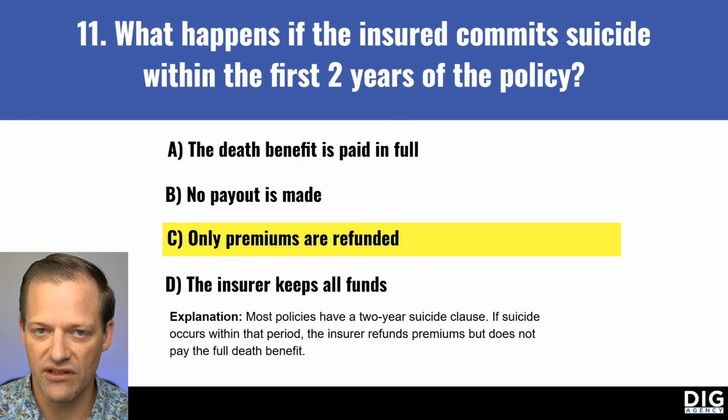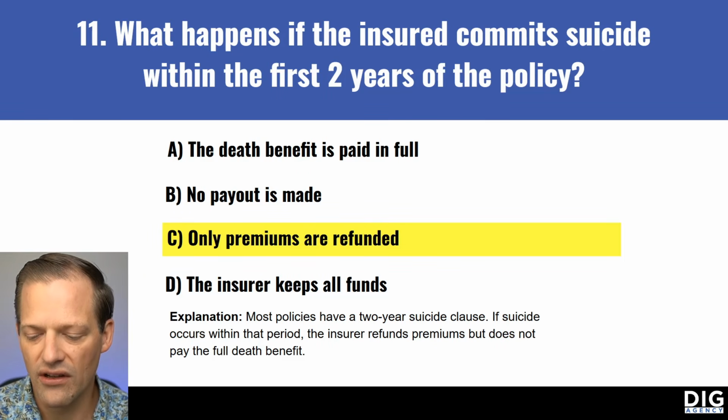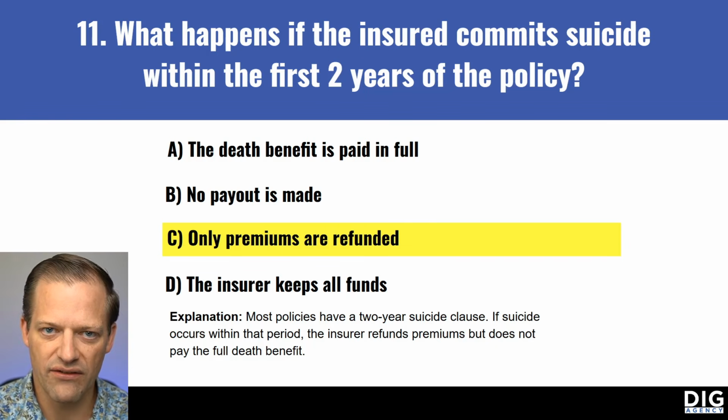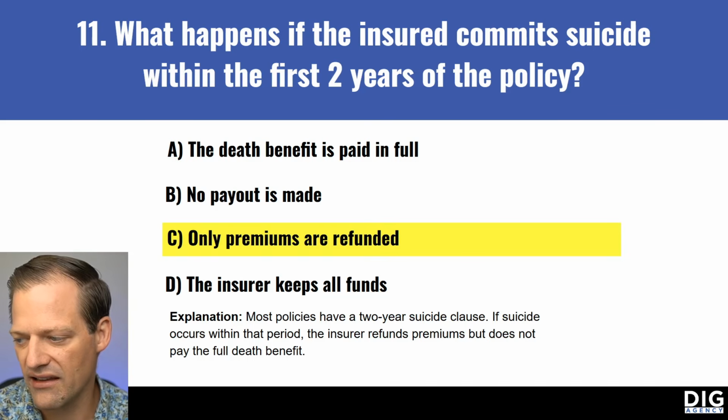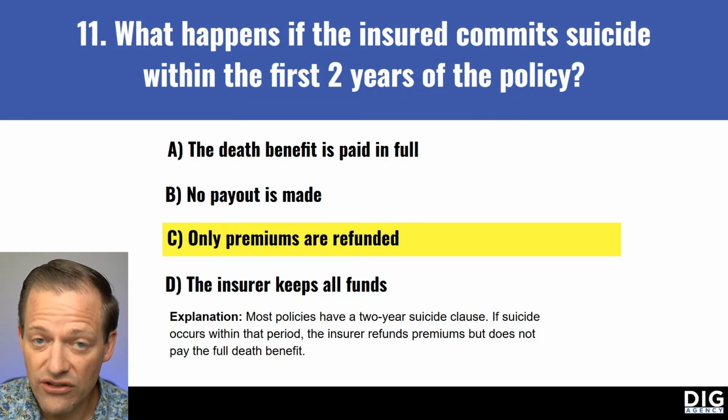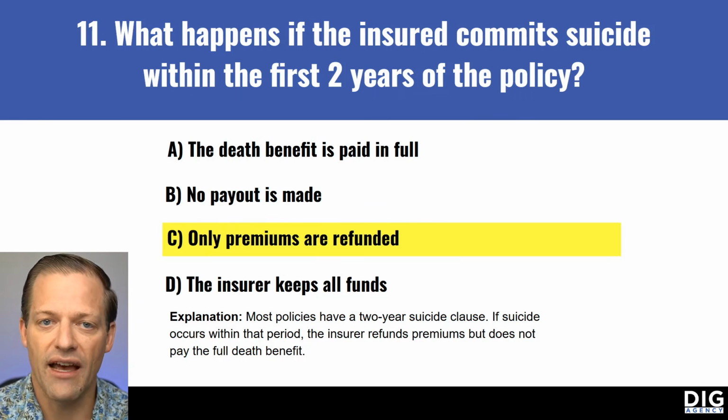So in this case, if someone does kill themselves in the first 2 years, it nullifies the policy and it's like it never existed. So they just send the premiums back to whoever the named beneficiary is. But outside of 2 years, you can commit suicide and the policy will pay.